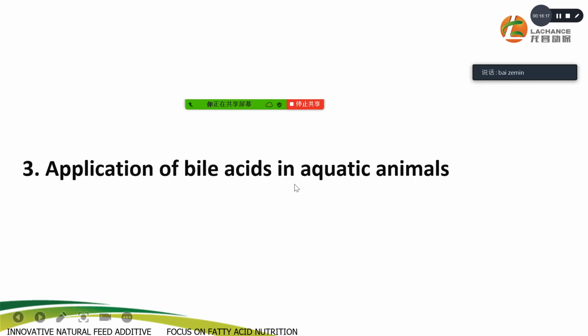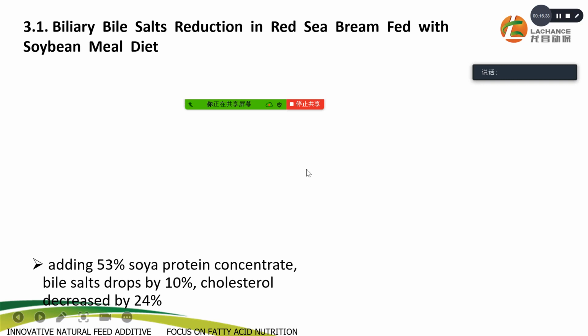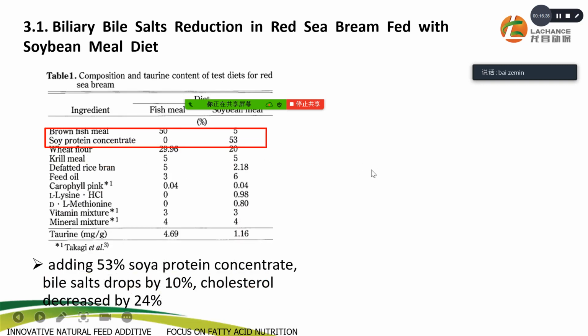And the third part is the application in aquatic animals, but actually for poultry, for ruminants, for swine, they are also using it quite commonly in China. Okay, actually, I will just share a few papers and research that have been done in aquatics. If you Google, you can find plenty of research on this.